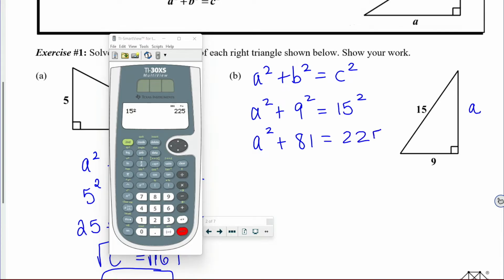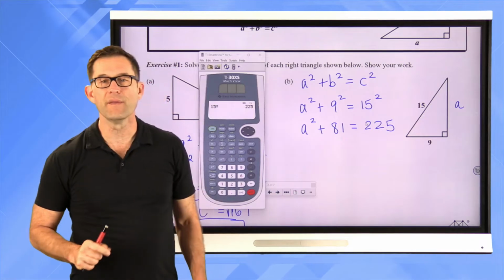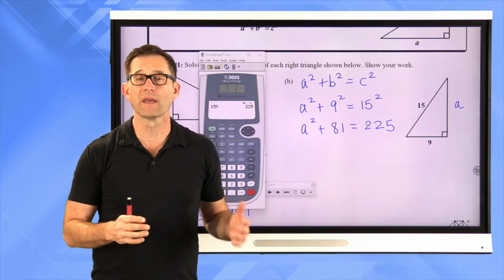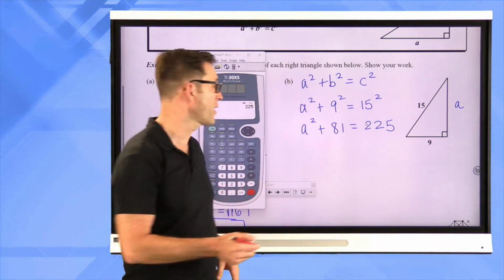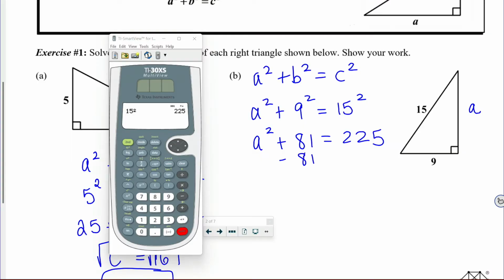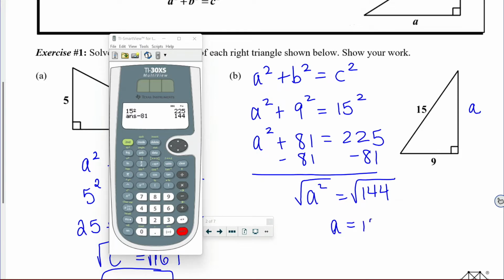225, excellent. Now, at this point in the other problem, we were able to just take the square root of both sides. Here we have to do modestly more work. So I just simply need to subtract 81 from both sides. Again, that's going to be easy enough, right? We can just do 225 minus 81 on our calculator, and that's going to give us A squared equals 144. And now we take the square root of both sides and we would find A is 12.